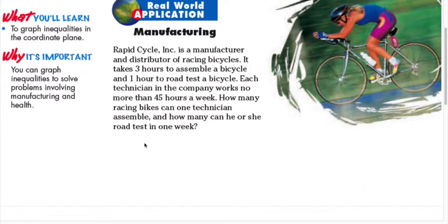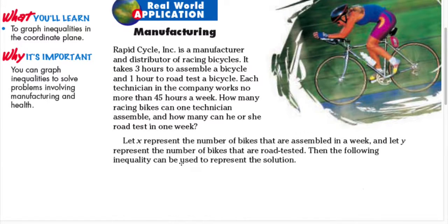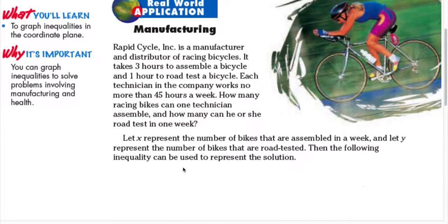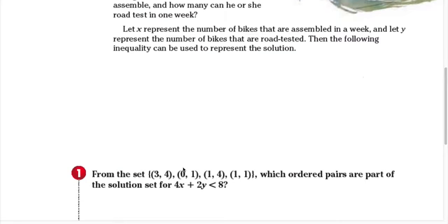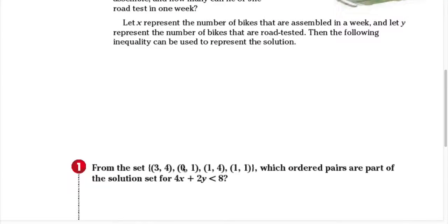This is again a word problem, and in any word problem we need a let statement. So let x represent the number of bikes that are assembled in a week, and let y represent the number of bikes that are road tested. Notice we have two variables in this word problem. Then the following inequality can be used to represent the situation.